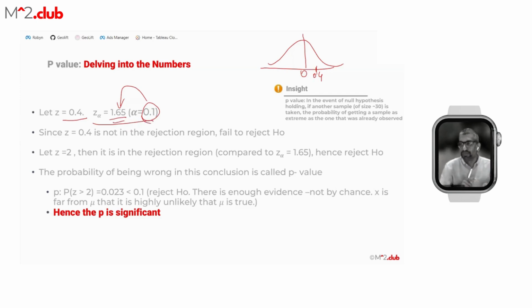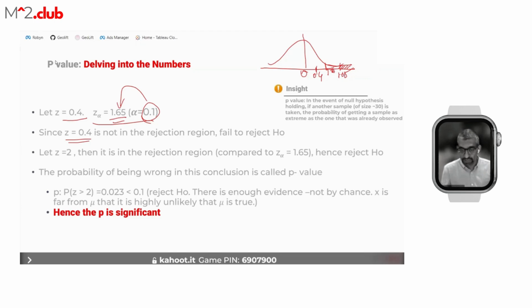All we are going to do is compare the Z versus the Z alpha and make a decision. That's what is going to happen, right? Since Z is 0.4, it is here. And the Z alpha that we are talking about is 1.65, so it's going to be further down here. This is 1, let's say, and 1.65 is further down, okay? Now, since Z equals 0.4 is not in the rejection region, this is going to be the rejection region, we fail to reject the H naught.